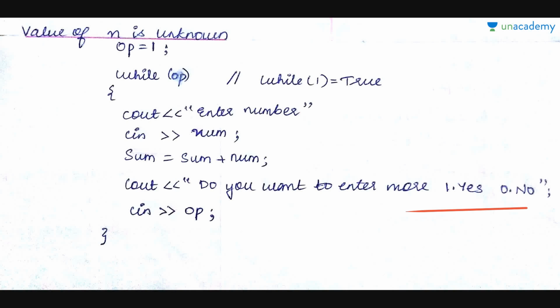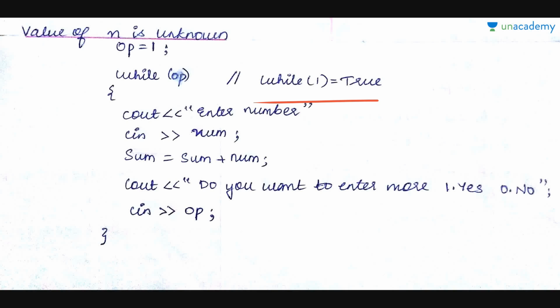So if the user wants to enter more numbers, he would enter 1. Whatever he enters is getting stored to op. And again you go to the while loop and check while op. If the user wants to enter more numbers, he would enter 1, so it becomes while of 1, which is true. And this goes on until the user feels he wants to stop entering numbers. At that point of time the user would input 0. So while of 0 is false, so you come outside the loop and you can print the value of sum.